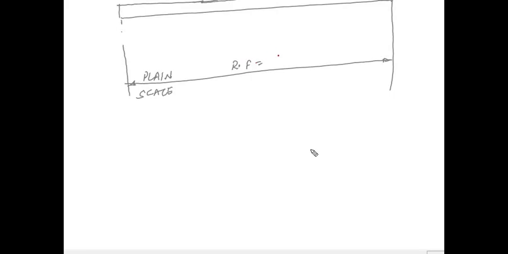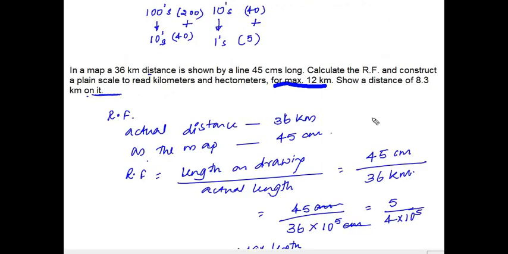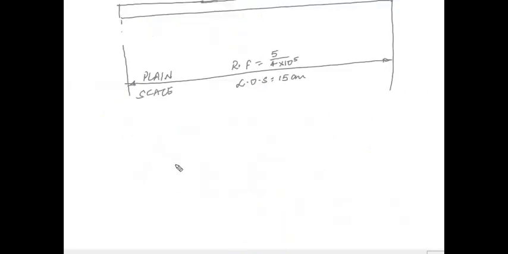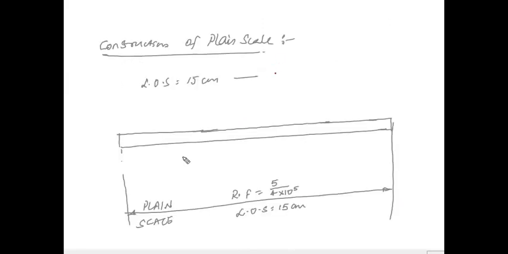Representative factor is 5 by 4 into 10 power 5. Length of scale equal to 15 centimeters. So like this we have to mention it for every drawing. Now this 15 centimeters is representing 12 kilometers, right? And in our question we are asked to mark 8.3 kilometers on it. So just for here I am writing this 15 centimeters is representing 12 kilometers, and on that we have to mark 8.3 kilometers, right?